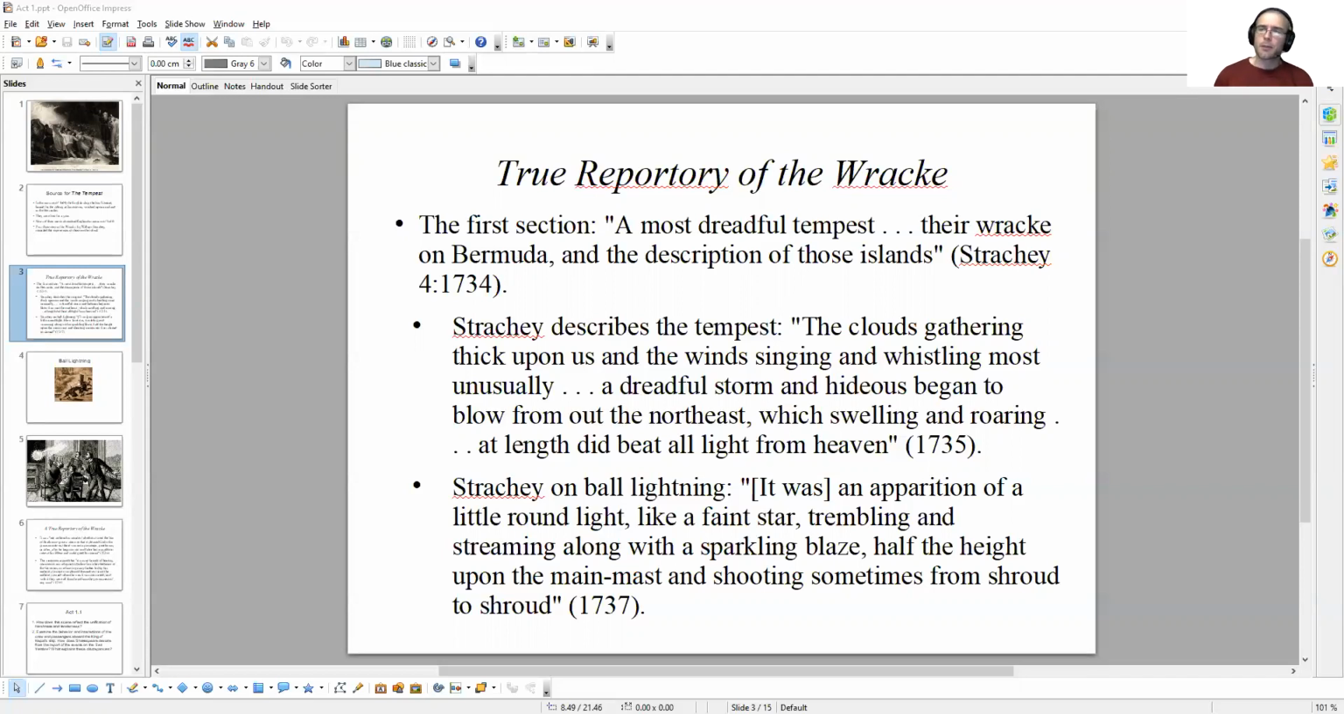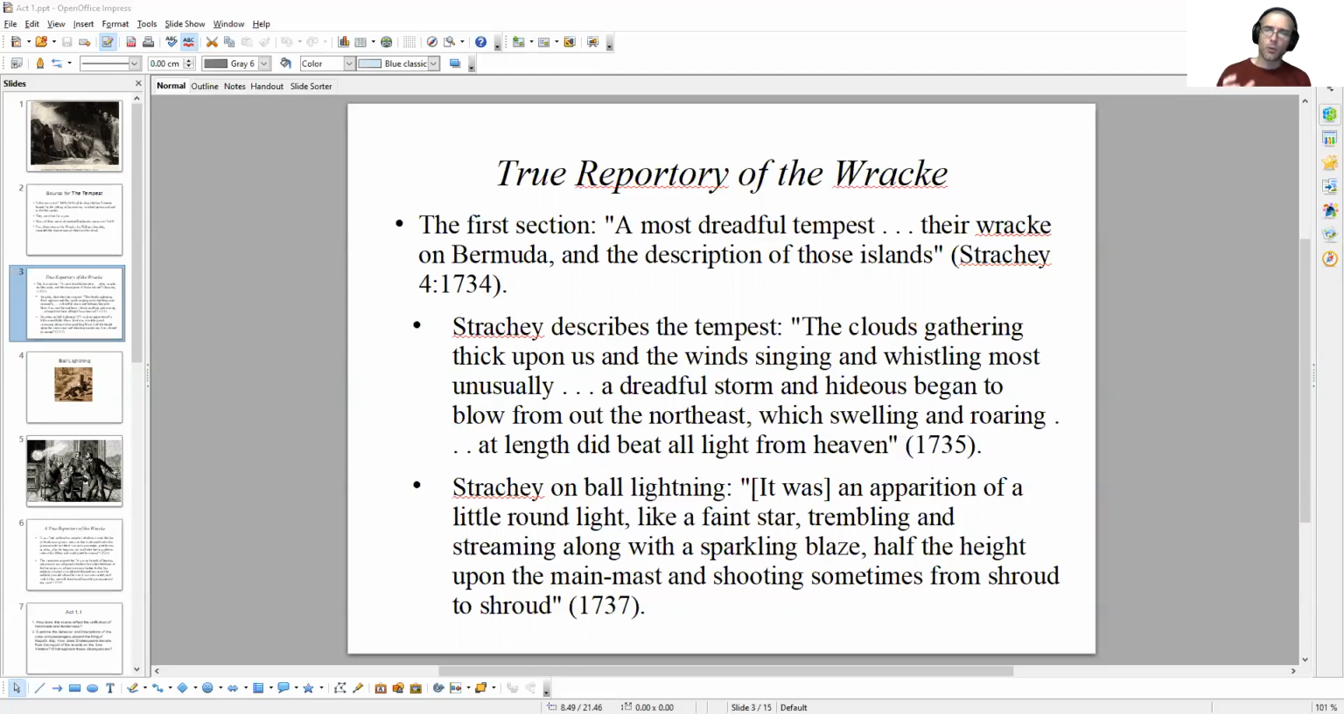Other kinds of similarities. Shakespeare read about ball lightning in the True Repertory of the Wreck. So as Strachey is describing the events that transpired during the storm, he said, "An apparition of a little round light, like a faint star, trembling and streaming along with a sparkling blaze, half the height upon the mainmast, and shooting sometimes from shroud to shroud, assailed the ship."